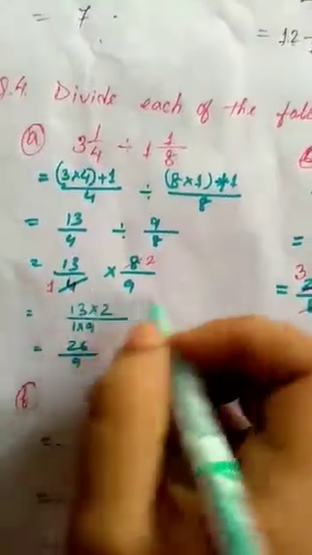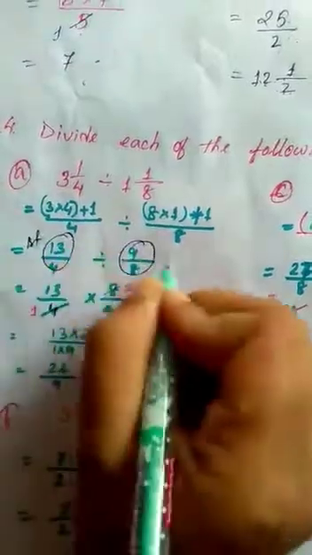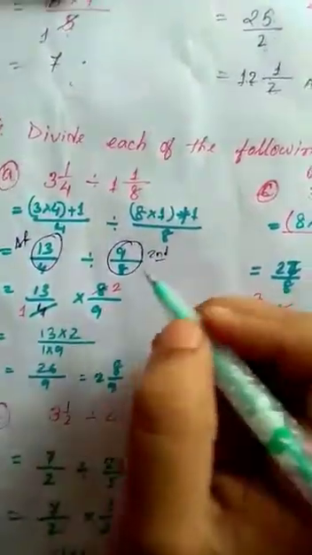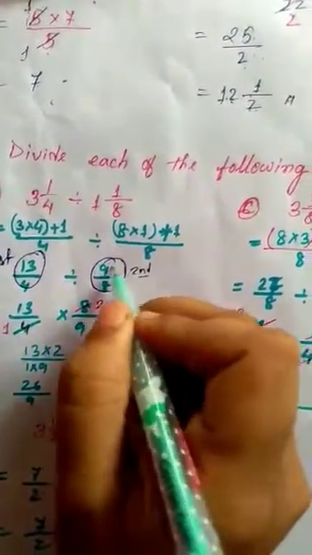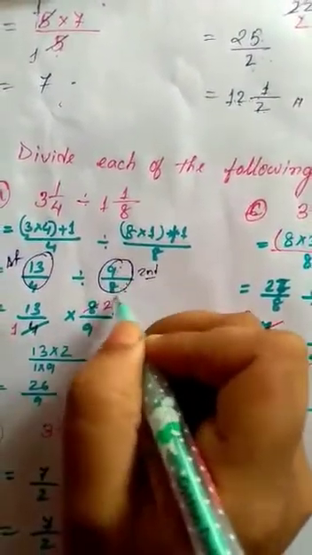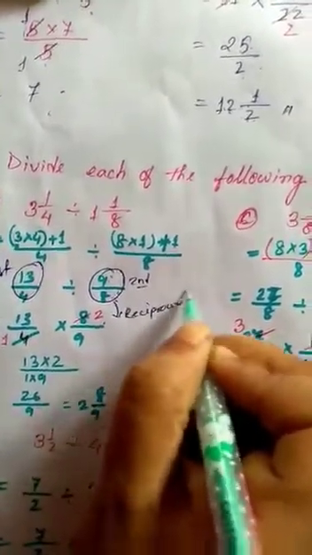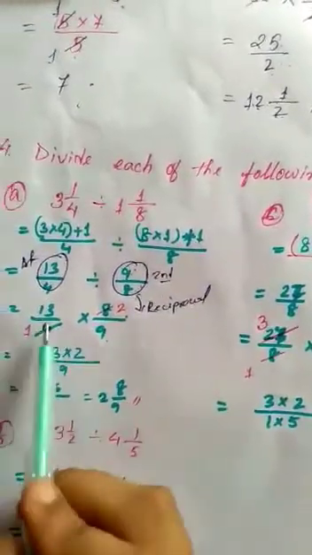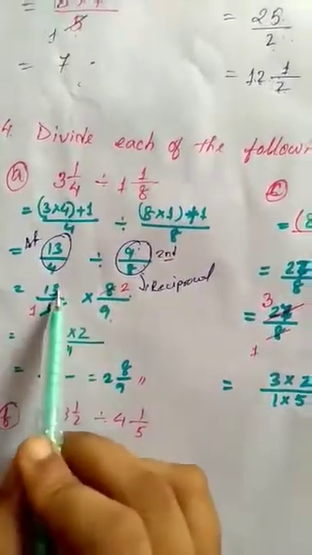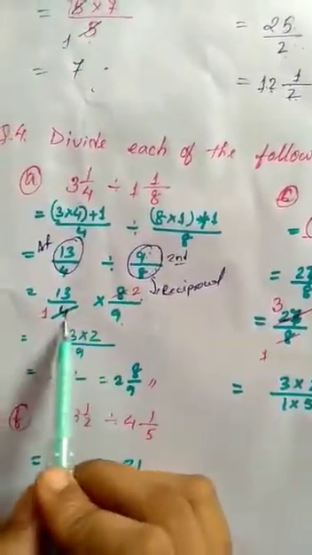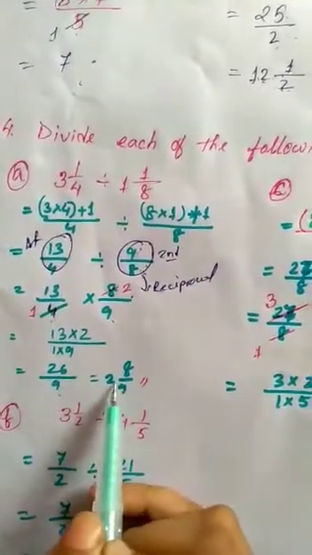Now we have to do here, as the second fraction is the divisor and the first fraction is the dividend. So when two fractions are being divided, we have to change the sign, and we write the reciprocal of the second fraction. The second fraction is the divisor, 9 by 8, so its reciprocal is 8 by 9. Now 13 by 4 into 8 by 9. So 4 1 is 4, 4 2 is 8, and 13 into 2 divided by 1 into 9. So it's 26 by 9. 26 by 9 after converting, we have got 2 and 8 by 9.